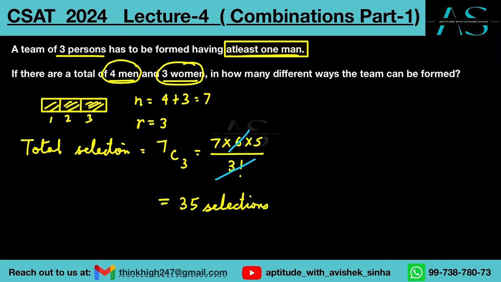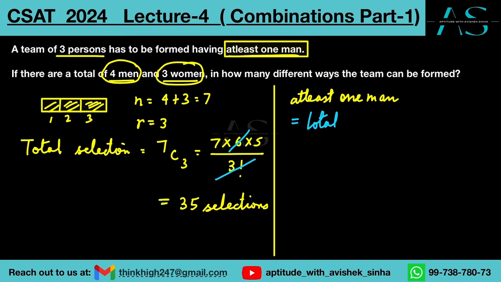Now, what do we need? In the question it says at least 1 man must be there. So at least 1 man can be equal to total selections minus no men. And no men means all women.